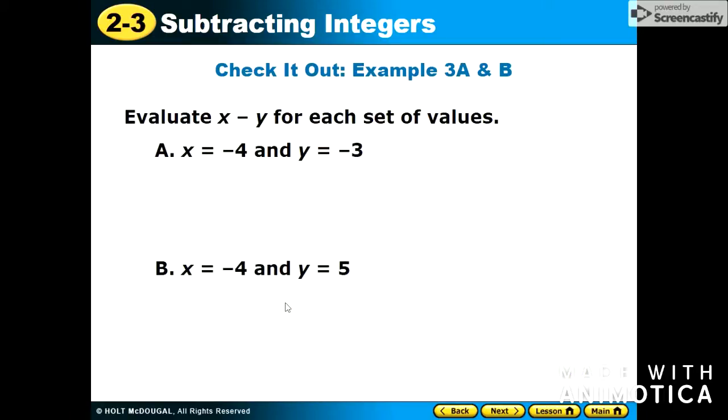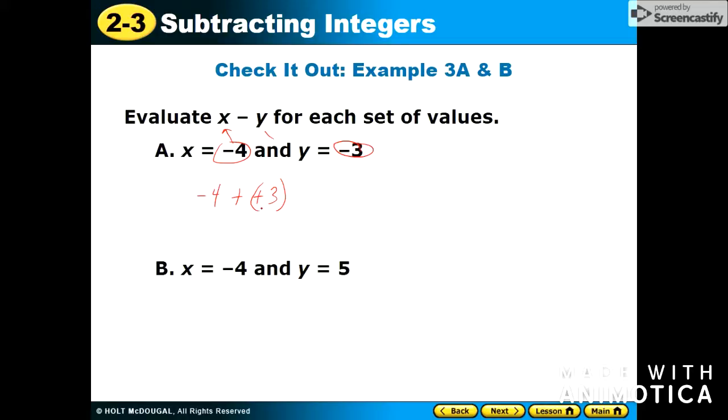All right, let's do the same thing for this. Check it out. I've got x minus y for negative 4 and negative 3. So I'll stick in negative 4 for x, negative 4 minus negative 3 for y, negative 3. Again, I'm going to add those parentheses to keep track of my negatives. Change my subtraction to addition and the next to its opposite.